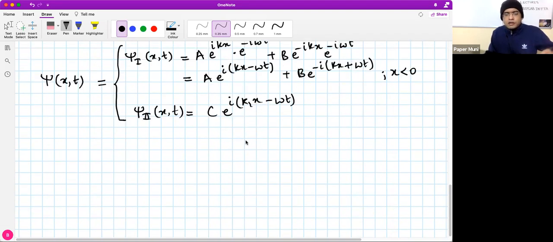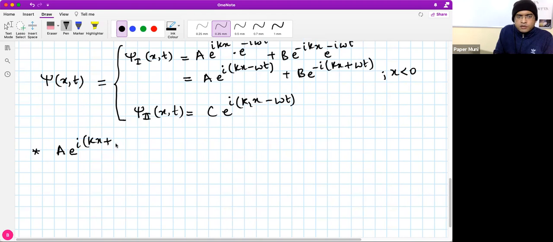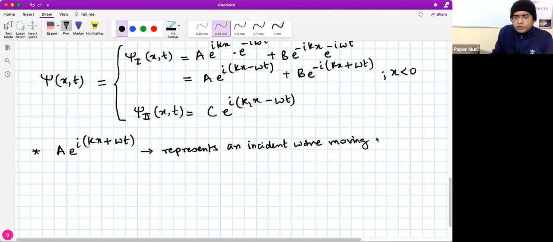Now let's interpret a few things here. What does it represent? This part, which is a e to the power iota (kx minus omega t), represents an incident wave moving towards the positive x-axis.